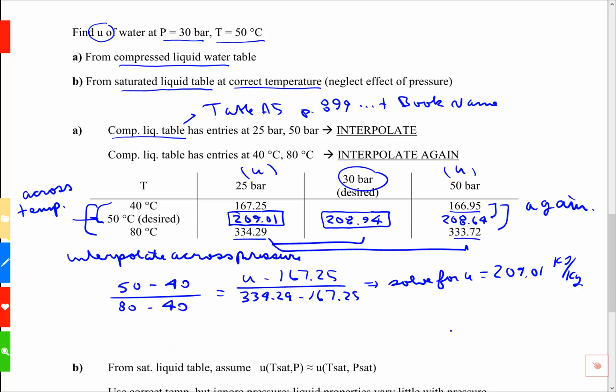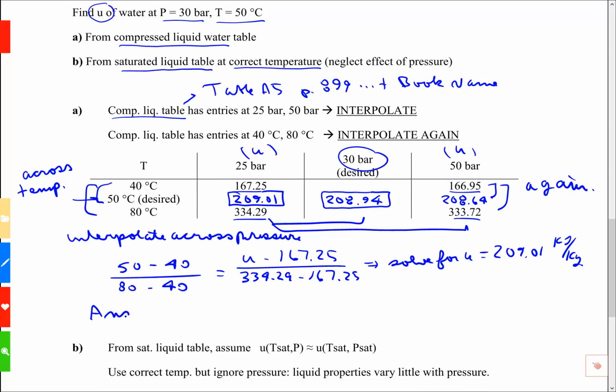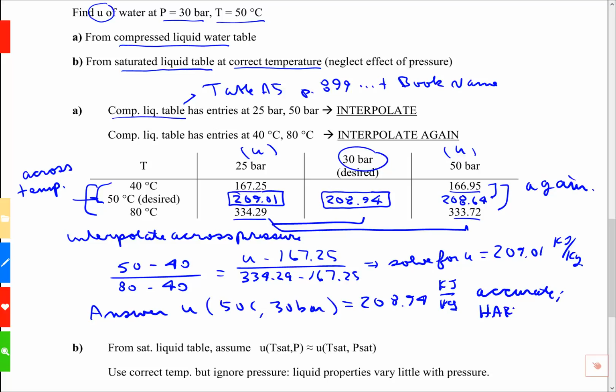that internal energy at 50 C and 30 bar by interpolating on the compressed liquid table is 208.94 kilojoules per kilogram. Now, that's the hard way. To get that, I needed 3 interpolations. Let's look at an alternative way, an approximate way.